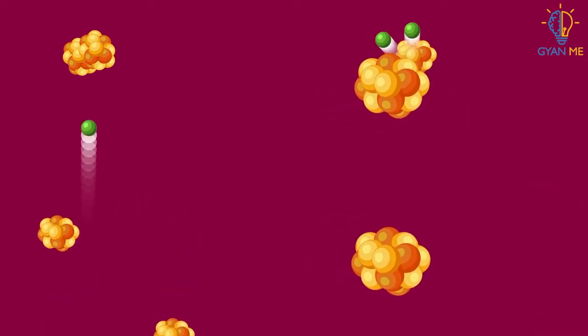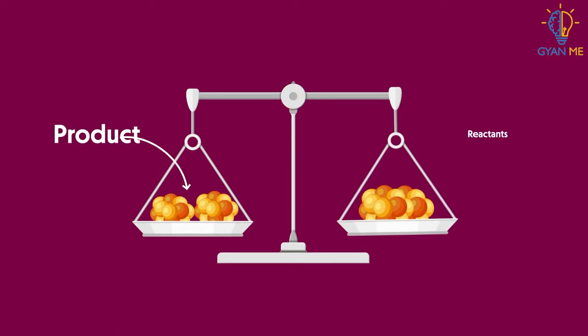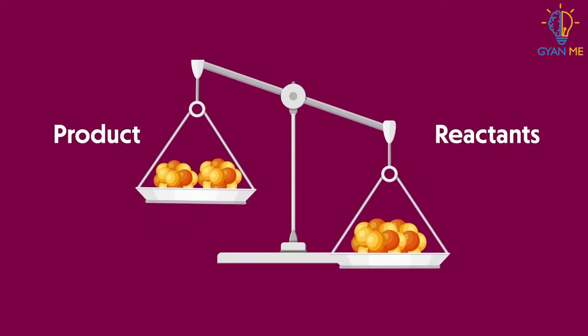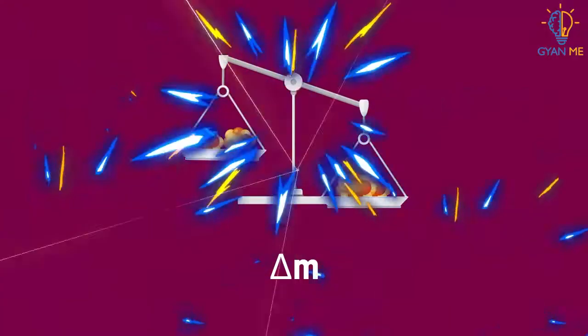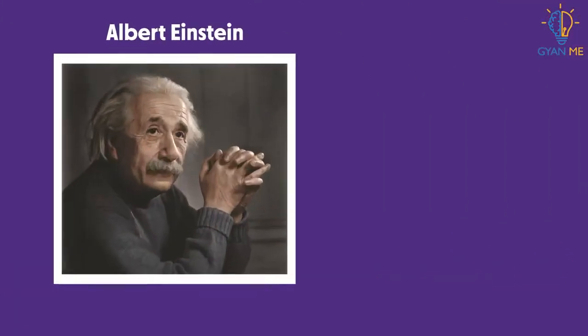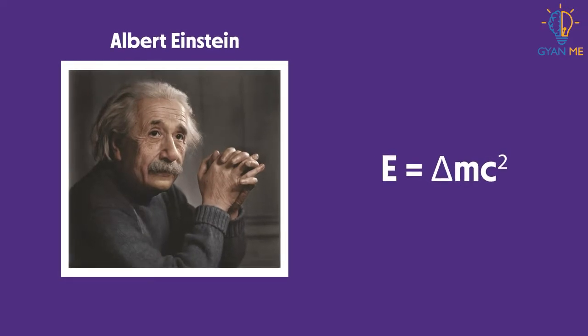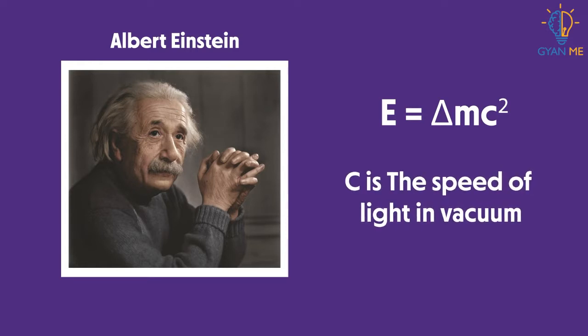After this reaction, the total mass of products is lesser than the total mass of original reactant. This difference in mass, that is delta M, between the original nucleus and the product nuclei gets converted into huge amount of energy at a rate governed by the famous equation given by Albert Einstein, that is E equal to delta m c square, where c is the speed of light in vacuum.